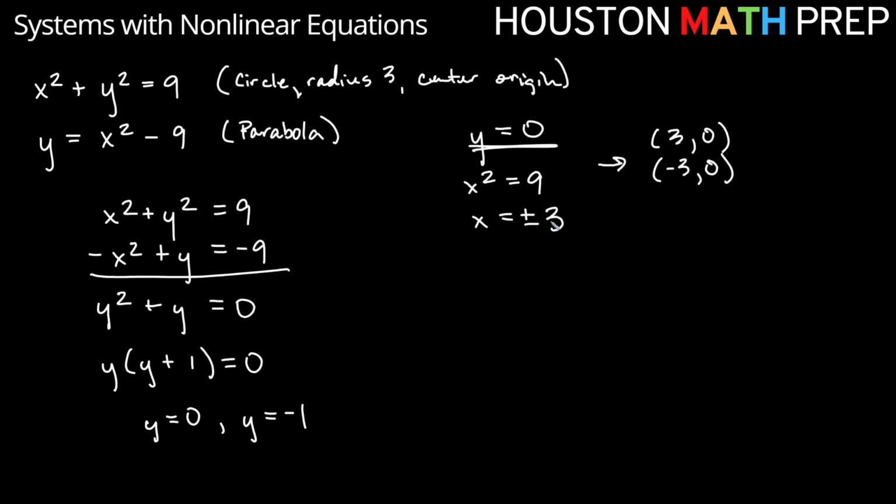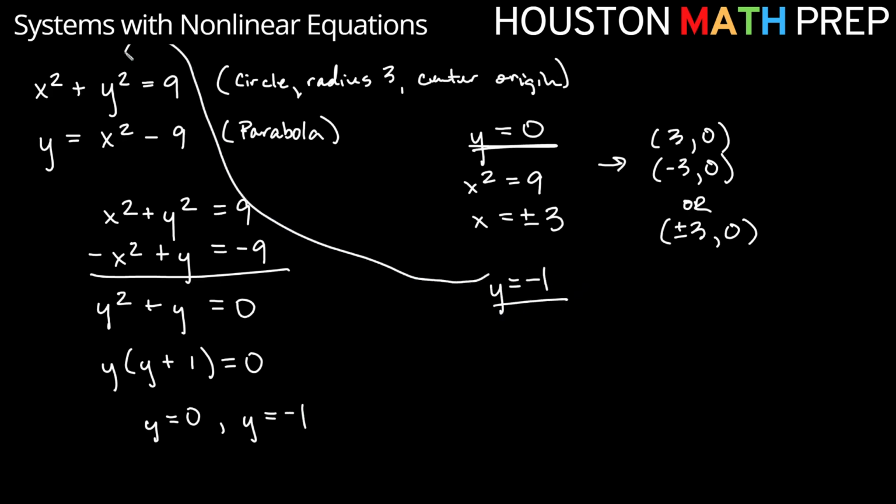Since you have multiple x values going with this same y value, what you might also see as an answer, you might say plus or minus 3 goes with 0 value of y, right? So we might write those together. This y equals -1. Let's go ahead and do that. So y equals -1. If I plug that in, let's say to my circle equation here, then I'd get x squared plus -1 squared would be a +1, right? Equals 9. Subtract that 1 over to the other side, so we'll get x squared is 8.